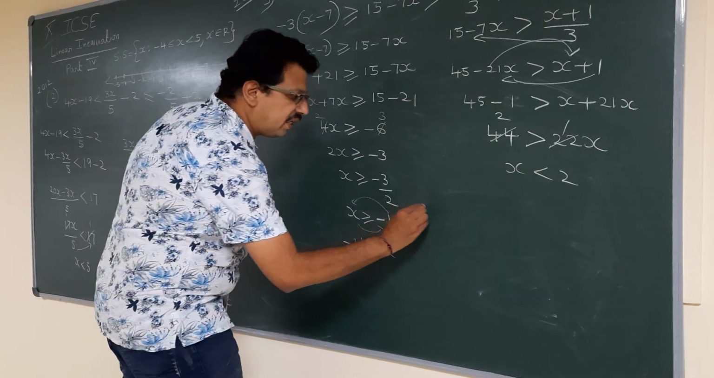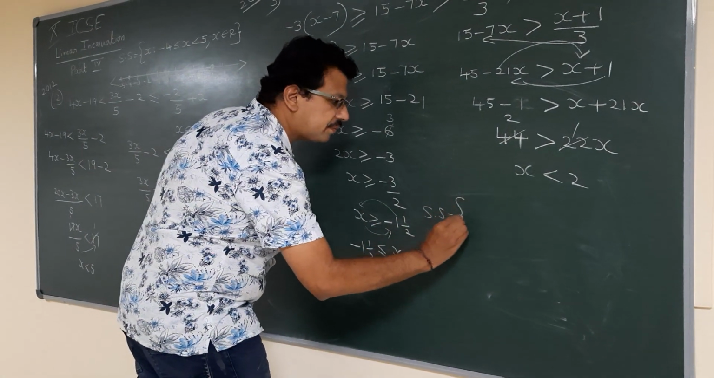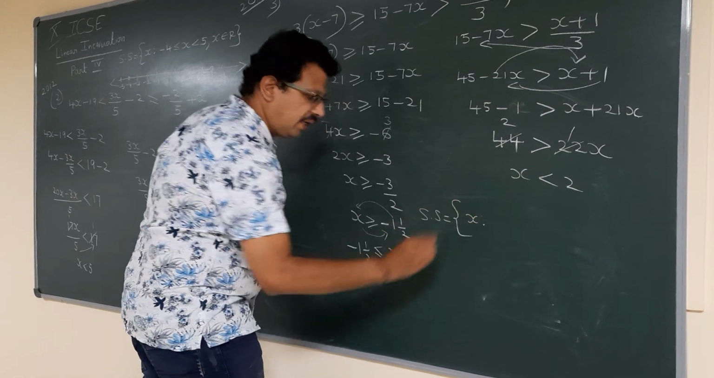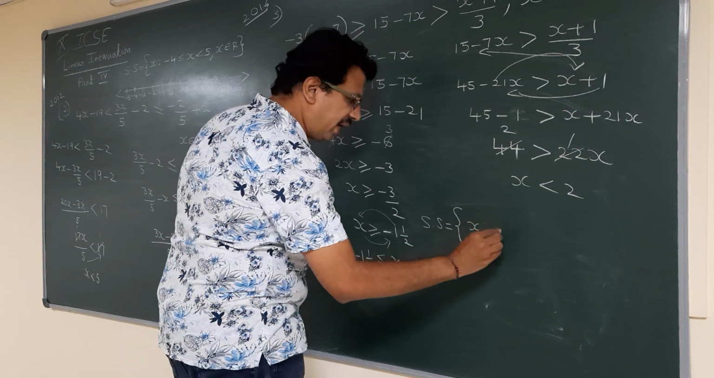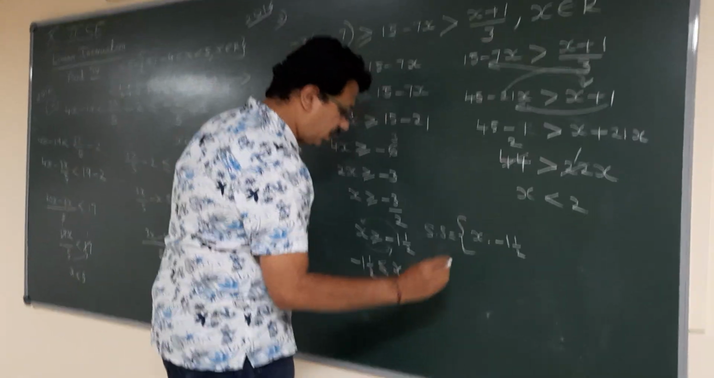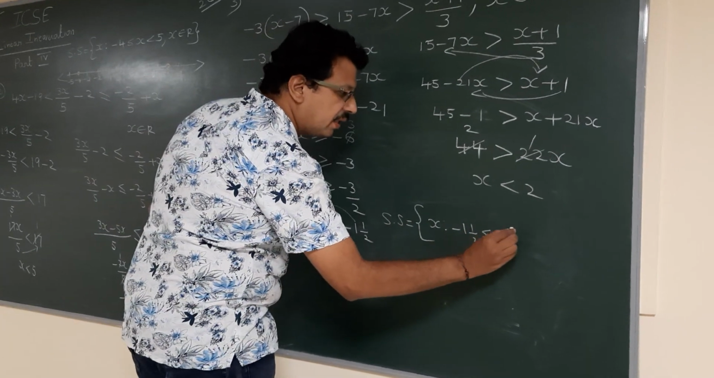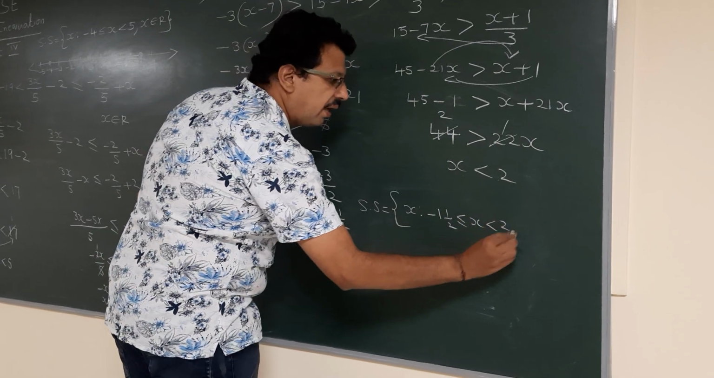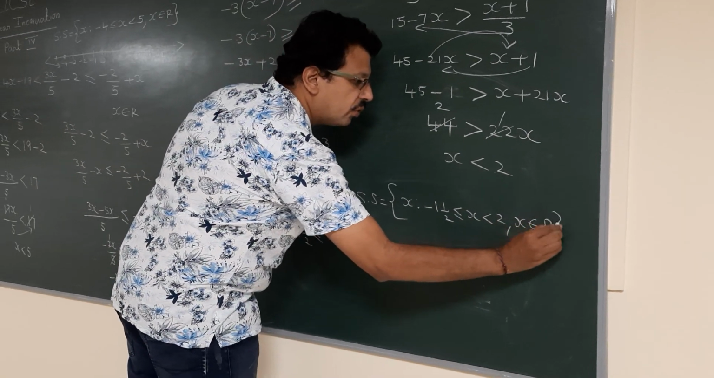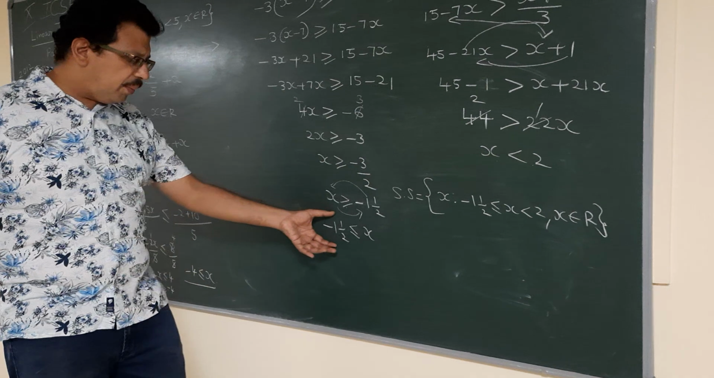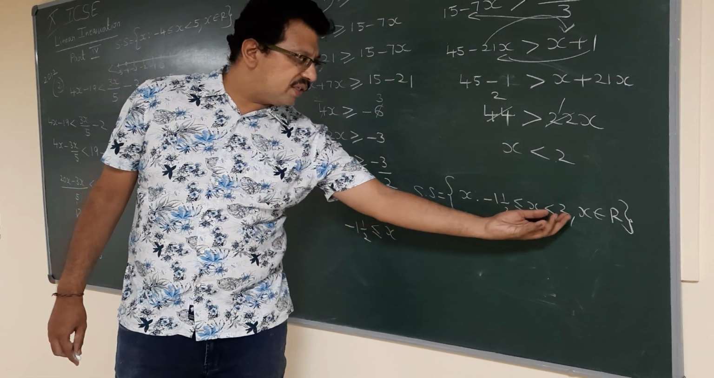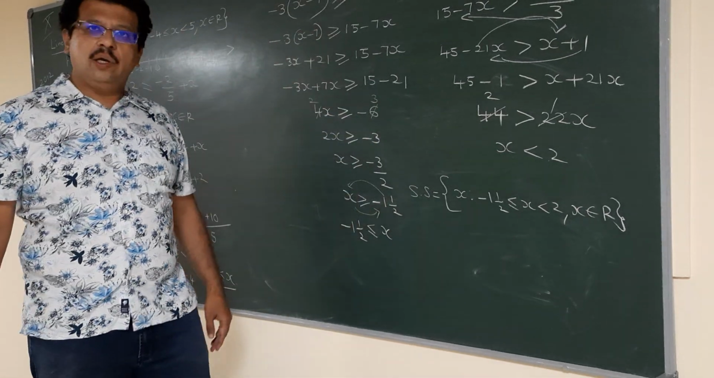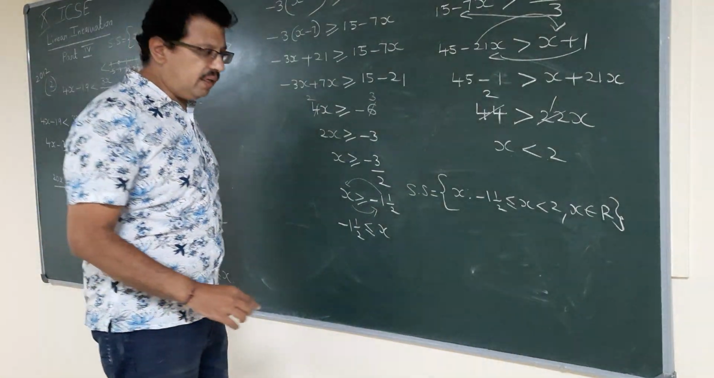So the solution set is x such that minus 1 and a half less than or equal to x less than 2, x belongs to real numbers. So you have to combine these two inequations properly. Minus 1 and a half less than or equal to x less than 2, x belongs to real numbers. So this has to be plotted in the number line.